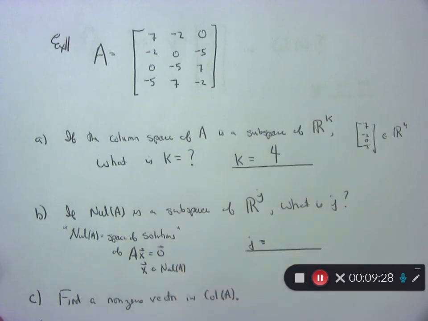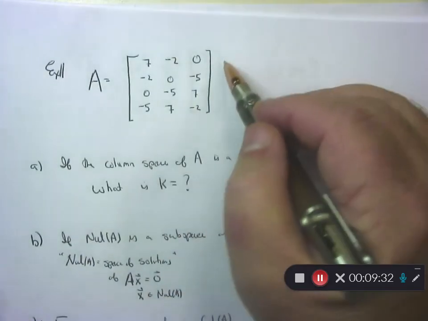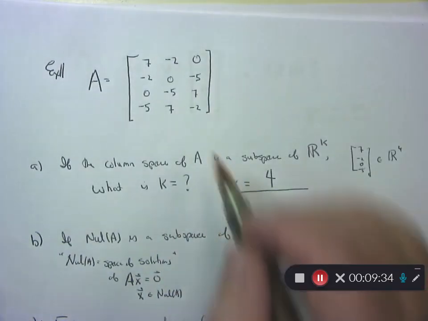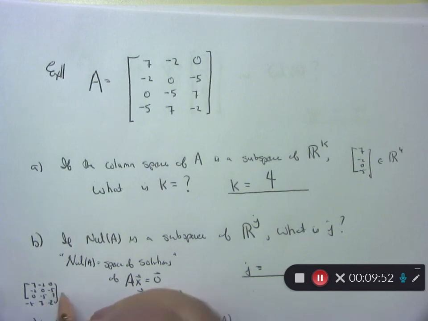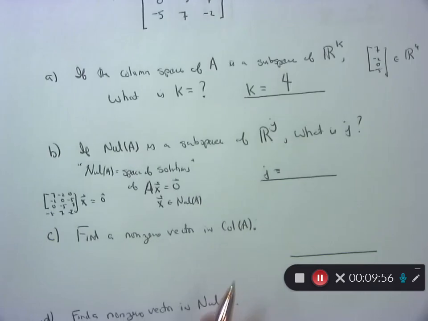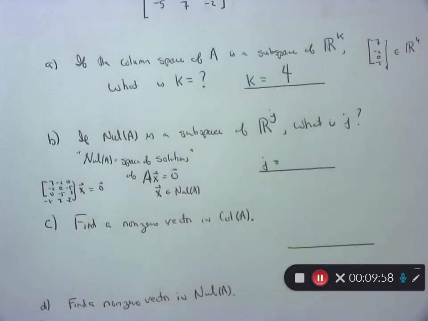What is X going to look like? If I multiply A times X equals 0, what do I multiply times this vector right here? Okay, so A again is this: 7, negative 2, 0, negative 5, 0, negative 5, 0, negative 5, 7, negative 5, 7, negative 2. What kind of vector X would I get, and what would that 0 vector look like?